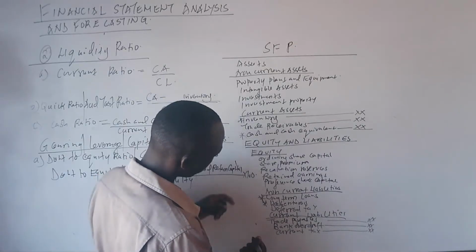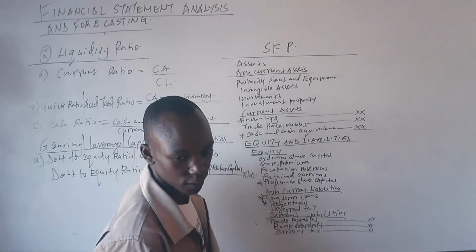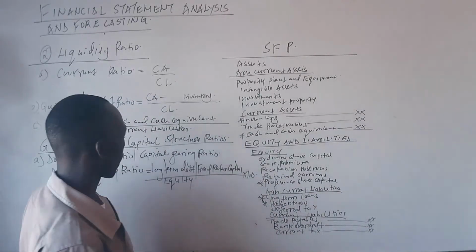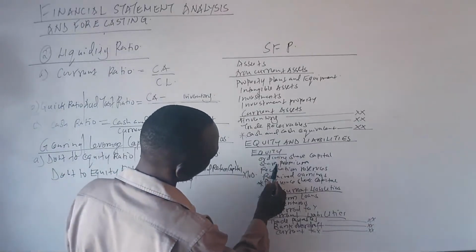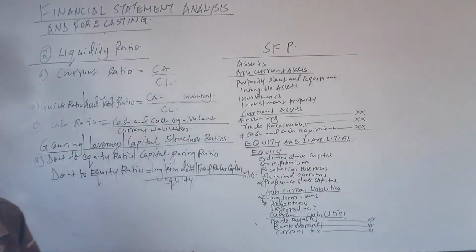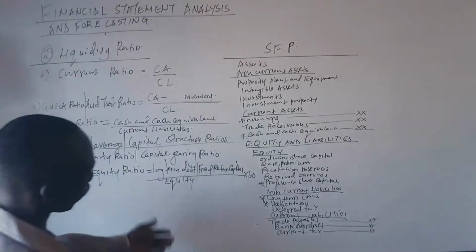In this case, you will take this long-term debt and the debentures, and then you take preference, which will be part of it. So you take this plus this plus this, and then you divide by the equity. The equity will be the ordinary share capital, share premium, revaluation reserve, and retained earnings. That is the equity.